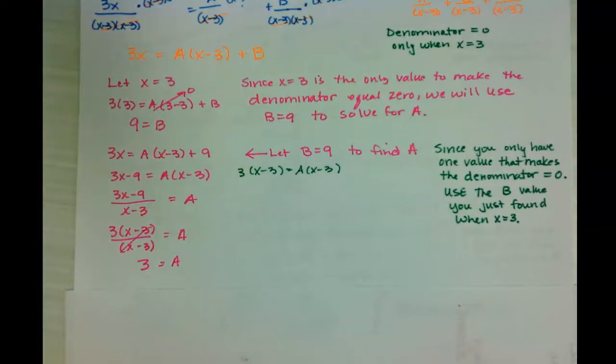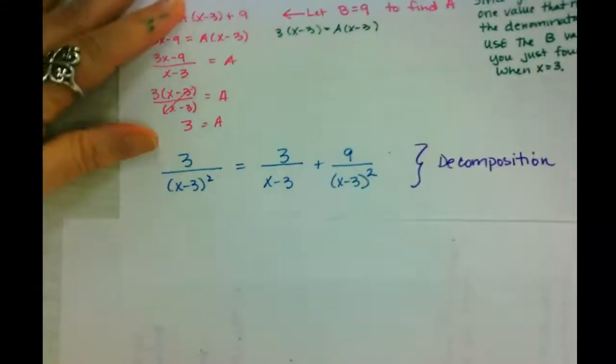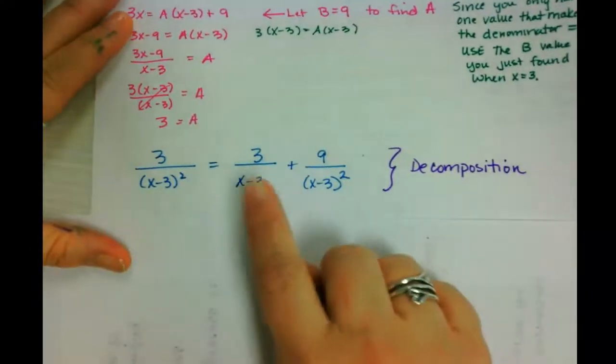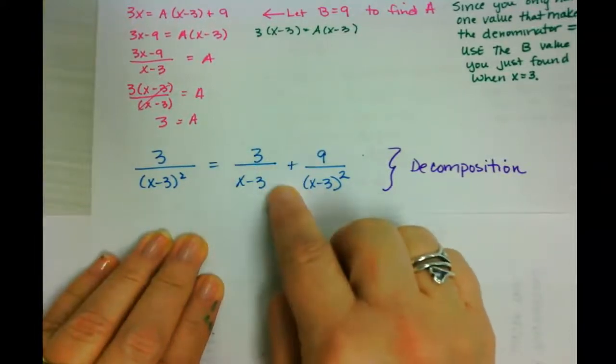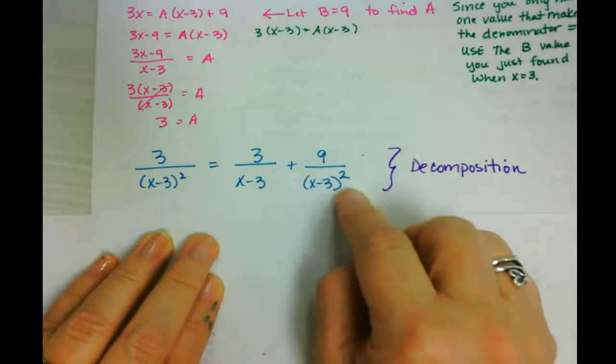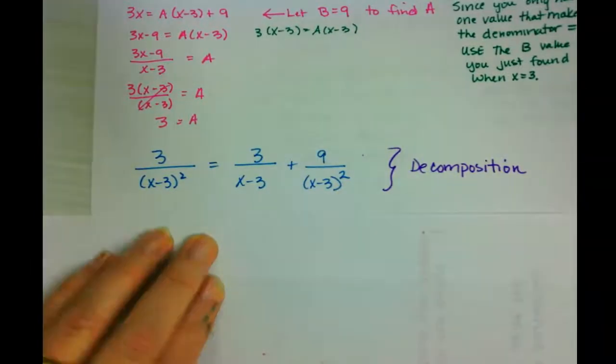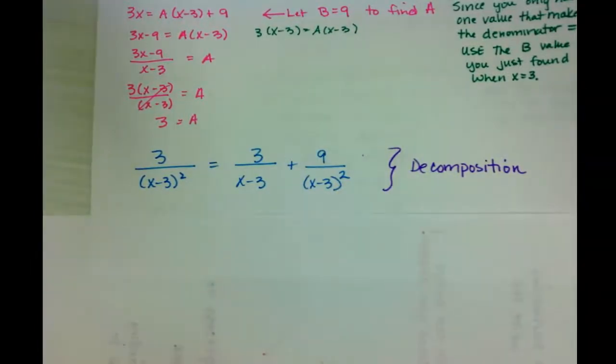So now we have an A and a B, so we can go to our fractions and we can plug it in. It's a song from the commercial, plug it in, plug it in. So here we go. We have the 3 is what we got for A over the x minus 3, and the B is what we get over the x minus 3 squared, and that's our decomposition. So this is how you handle repeated factors when you're doing your decomposition.